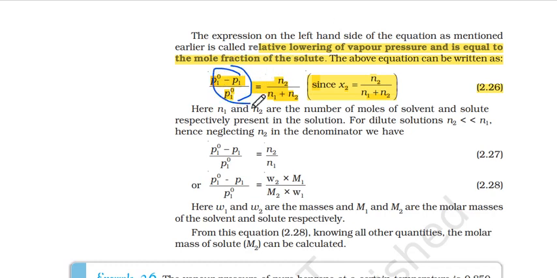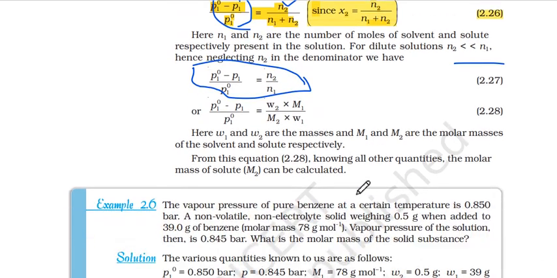Alright. So, yeah. N1 and N2 are the number of moles of solvent and solute respectively present in the solution. For dilute solutions, N2 is less than N1, so we also neglect it. So basically, we can write N2 by N1 too. Yes, you will find this in certain cases because molar mass is then used. Number of moles we know is given mass by molar mass. And that's how we find out the molar mass of the solute. Fine. Molar mass of the solute can be calculated.